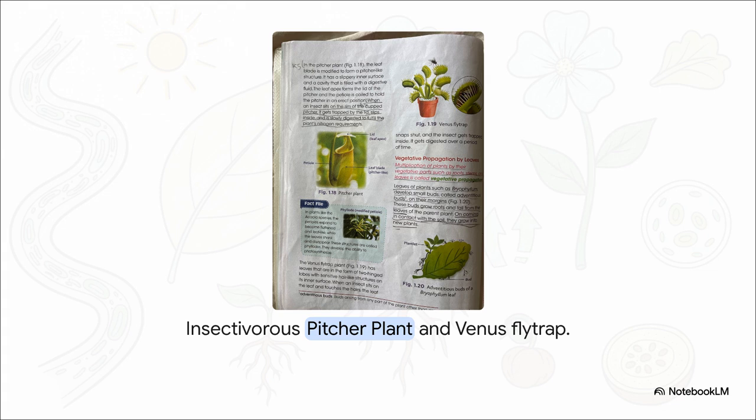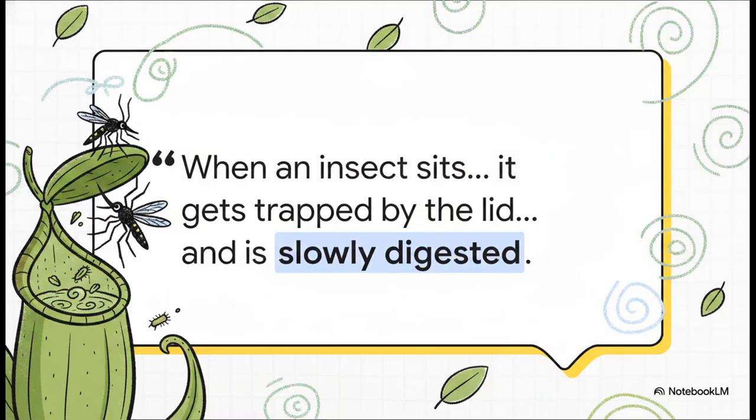But let's actually look a bit closer at the mechanics of the pitcher plant. The mechanics here are just ruthless. The leaf blade actually forms a deep pitcher filled with digestive fluid, and the leaf apex forms a little lid. The source material describes it like this. When an insect sits on the rim of the cupped pitcher, it gets trapped by the lid, slips inside, and is slowly digested to fulfill the plant's nitrogen requirements. It is an absolutely incredible, if slightly terrifying, evolutionary workaround.